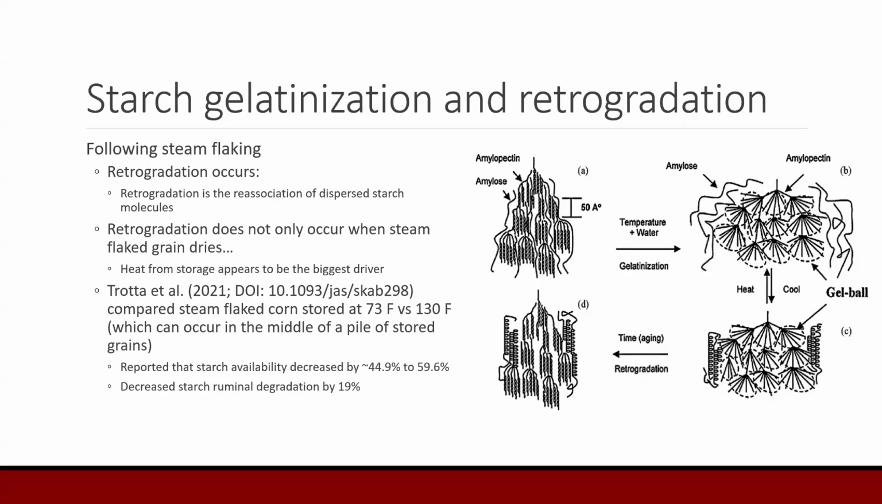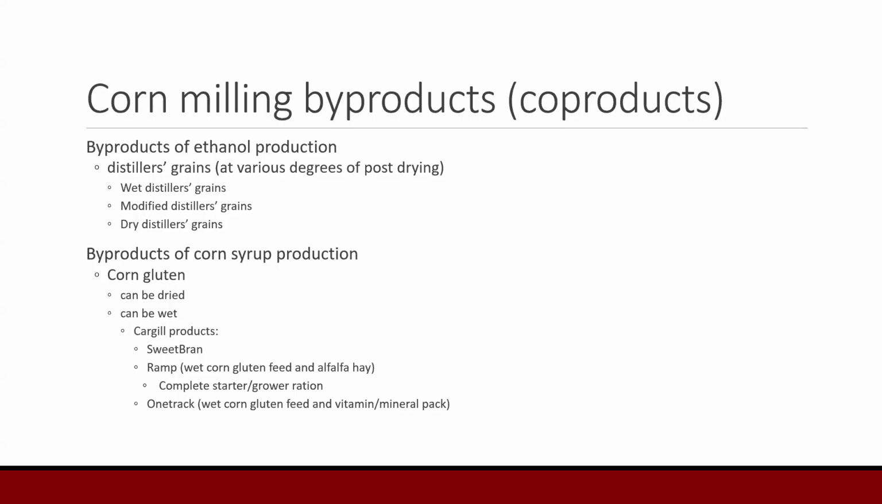So this decrease in starch availability reduced ruminal starch degradation by 20%. Okay. So this starch availability was just measured using an enzymatic lab-based procedure. That's why it's 50 to 60% here in the lab, but it only reduced ruminal starch degradation by 20%. Still appreciable, but not as big. Okay. All right. Any questions about grains? We're good? Okay, moving on.